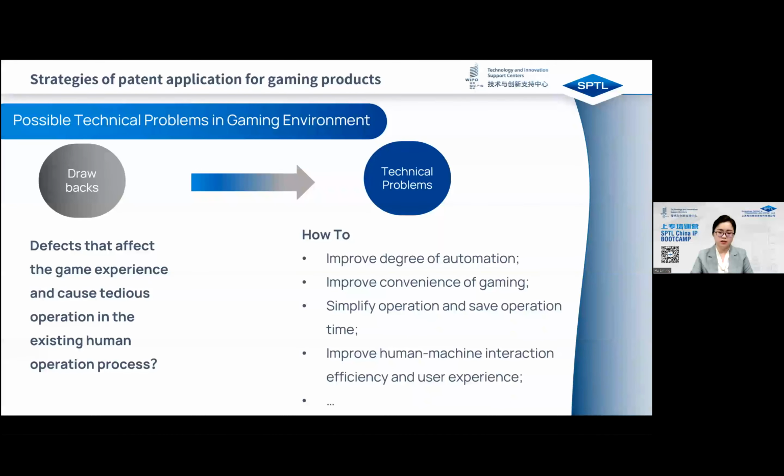Generally speaking, in the field of game products, the technical problems can be, for example, whether there are some defects that affect the game experience and cause tedious operation in the current human operation process. Such kind of defects can be translated into technical problems about, such as how to improve the degree of automation, how to improve convenience of gaming, how to simplify operation and save operation time, and so on.